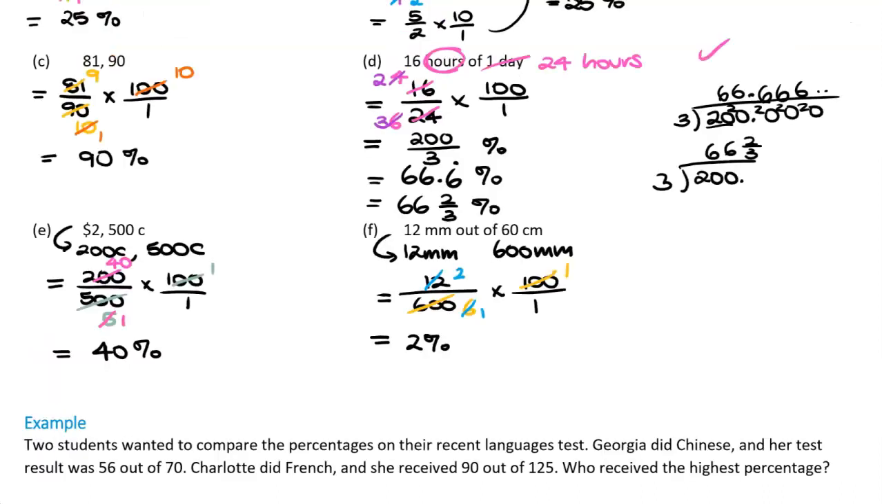Okay, double check whether I've done this correctly. I said that $2 was equal to 200 cents. We do the smaller number 200 divided by 500, and once we cancelled things down and multiplied, we get 40% there. Then for 12 millimeters out of 60 centimeters, I find putting them both into millimeters easier here. So we'd have 12 over 600. Cancelling that down, I got 2%. So see if you get the same thing.